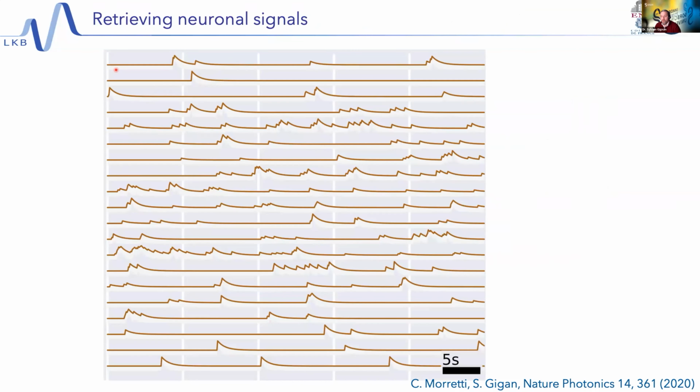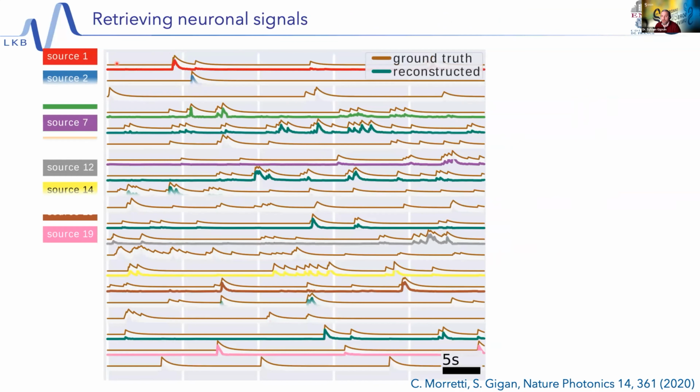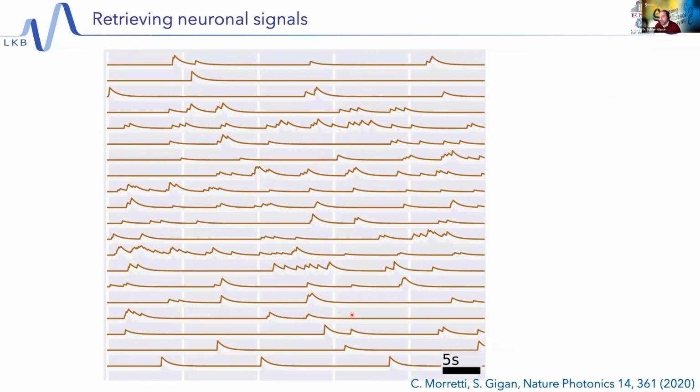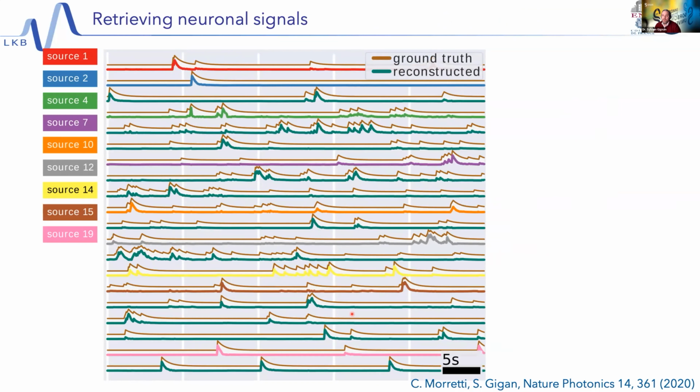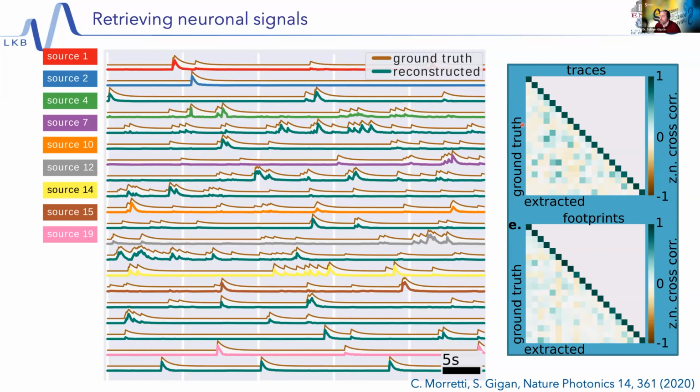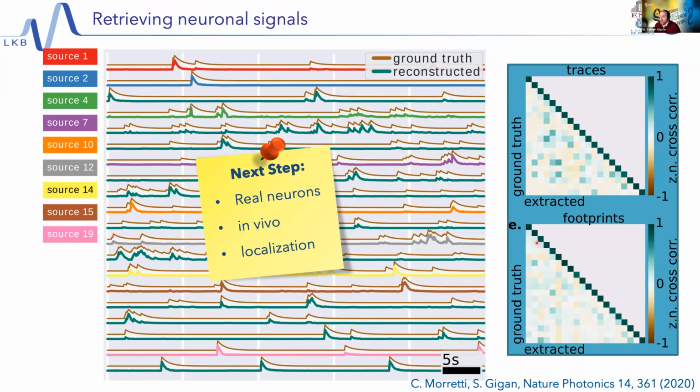And just to show you the result from the video I was showing you before, this is the ground truth, that is what we're exciting with, and we can recover quite accurately the temporal activity. And also with a very good correlation of the footprint. So this was of course a nice first proof of principle, but there are a lot of next steps, of course, to go in vivo, look at real neurons, and this is something we're working on, and also on the localization.